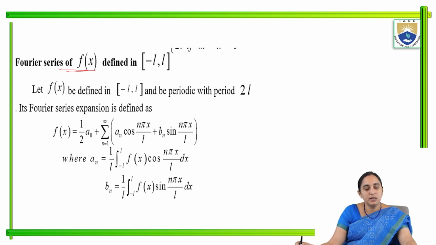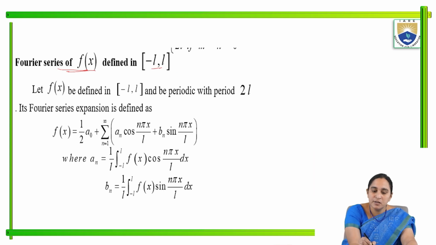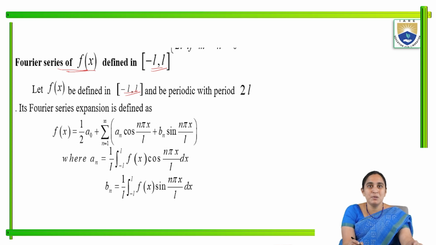Let f of x be defined in minus l, l and be periodic with period 2l. Whether the limits are minus l, l or c, c plus 2l, the period is 2l. For minus l to l, the period is b minus a, that is l minus of minus l, which is 2l.